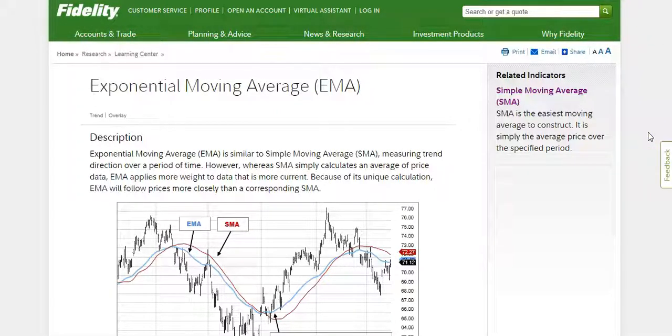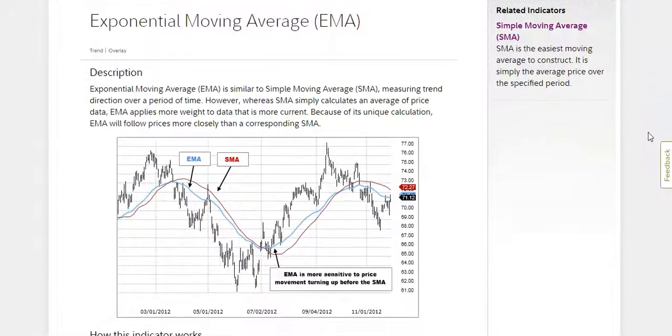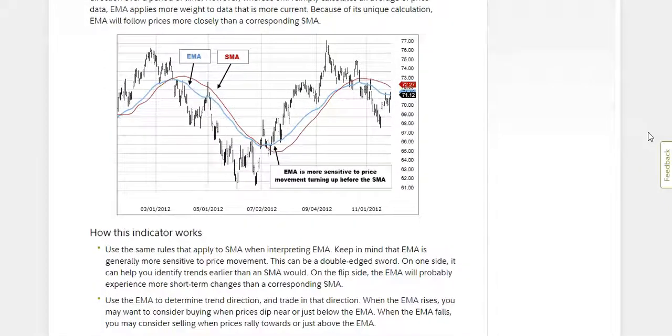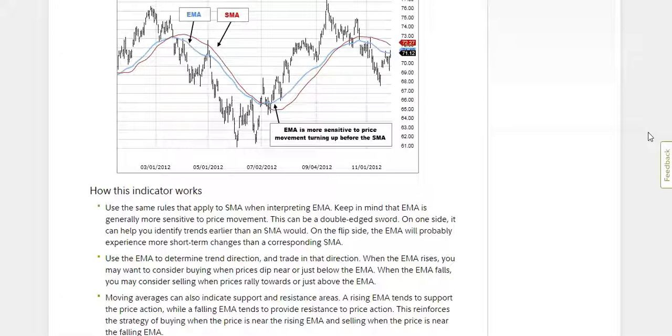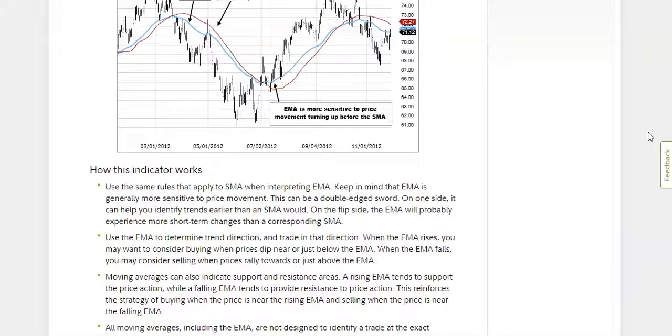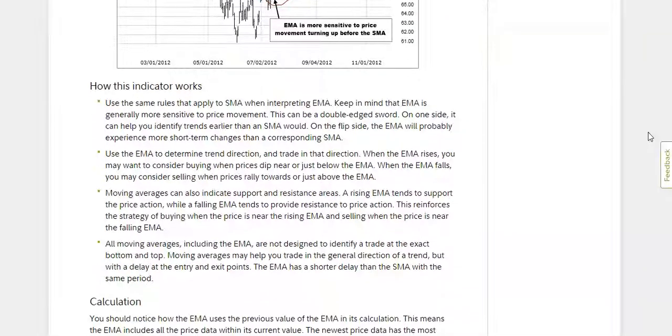And before you get too freaked out, you don't have to calculate anything. All of the platforms and computers and all that stuff, they calculate everything for you. You don't have to sit there and crunch any type of numbers. Okay, so how this indicator works, it says you use the same rules that apply to the SMA, which we haven't gone over yet, but we will.